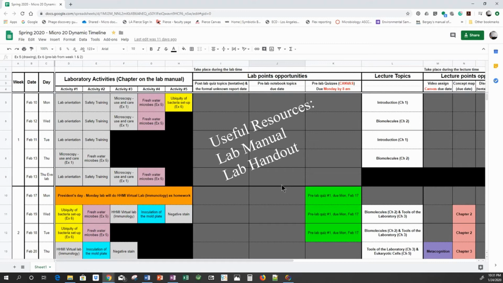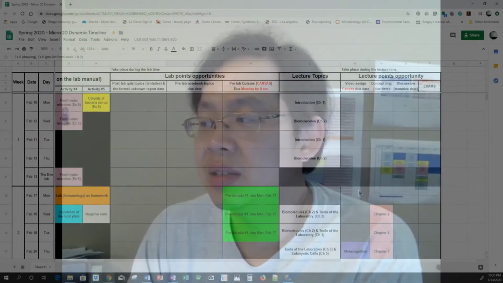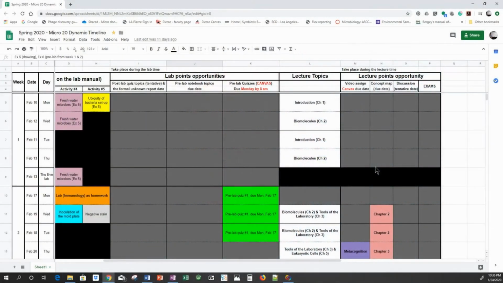One thing that's not on this table is the due date for the unknown lab report. That is because I collect the unknown lab report at the end of the semester, meaning the last week of the lab. Now that we have discussed the lab part of the course, let's move into the lecture part of the course, which is on the right hand side of the table, if you will.